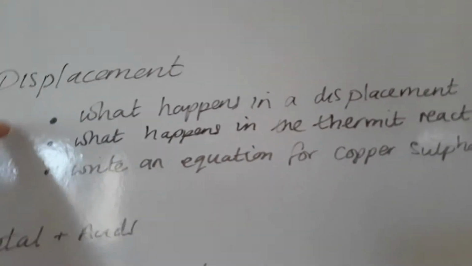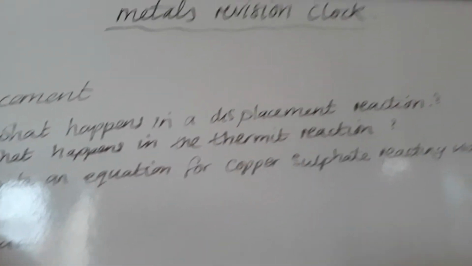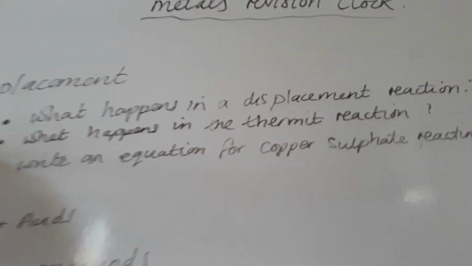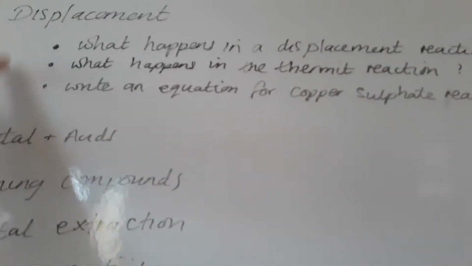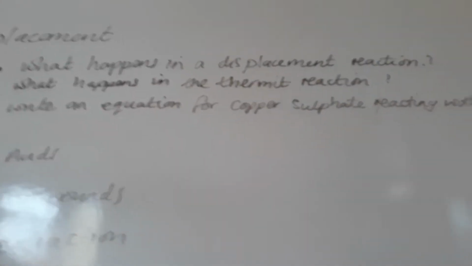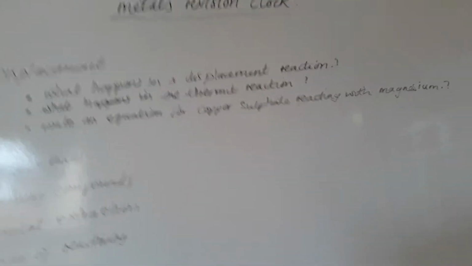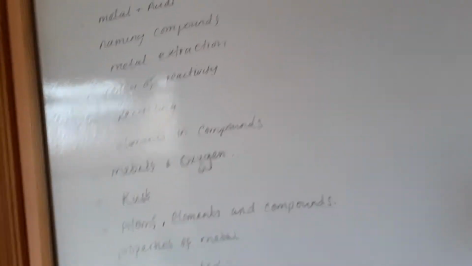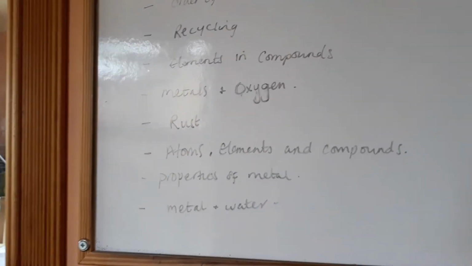You can do the same for these if you like, and you can put like what happens in a displacement reaction on one of these, so it gives her a chance to go and sort that out, and what happens in a thermit reaction, and write an equation for copper sulfate reacting with magnesium. So we can do that as well. Again, another short video, but just a great idea for chemistry and sciences.